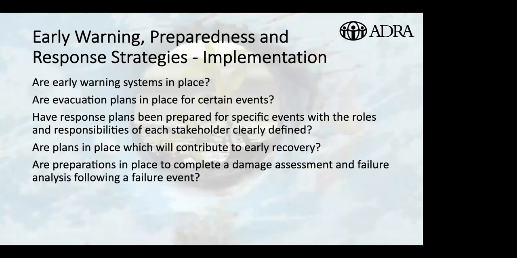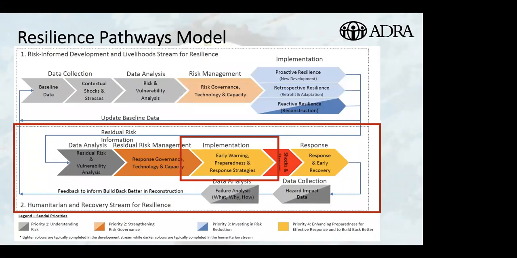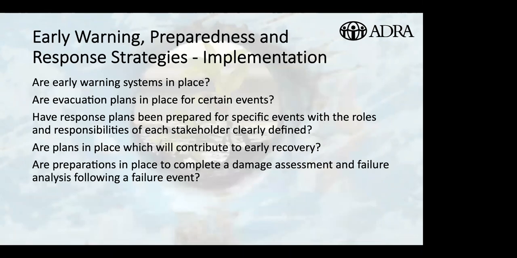Now, I know that our officers are engaged in this space and they don't come up with interventions out of nowhere. There is actually a lot of analysis done. So that's really good. Now we put it in this framework to see how it fits in. So early warning, preparedness, and response strategies essentially deal with residual risk that is left behind from development interventions. These are some of the guiding questions. Are the early warning systems in place? Are evacuation plans in place for certain events?